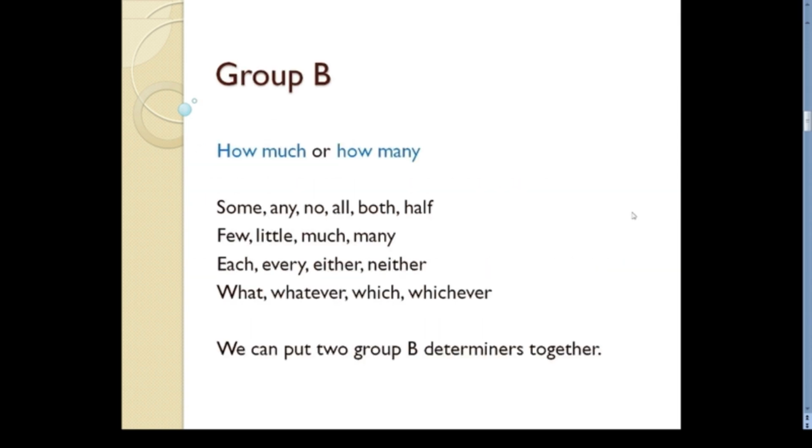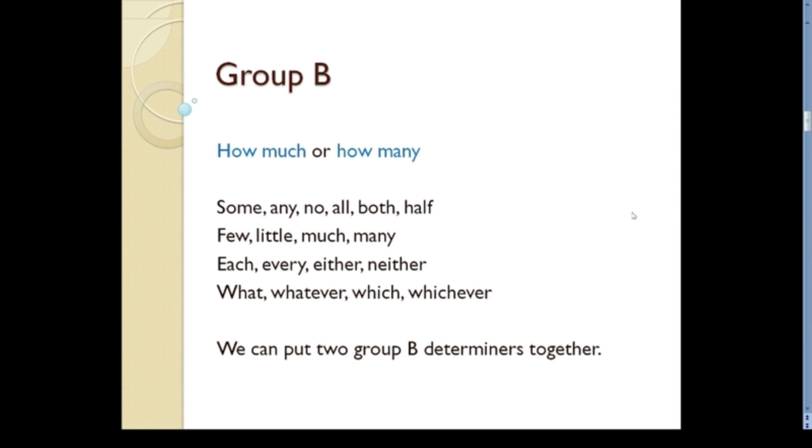Group B determiners are usually quantifiers. They answer the question how much or how many. Some examples are given here. Some, any, no, all, both, half, few, little, much, many, each, every, either, neither, what, whatever, which, whichever. All of these are examples of Group B determiners. We can see that some of these words are also used as adjectives.